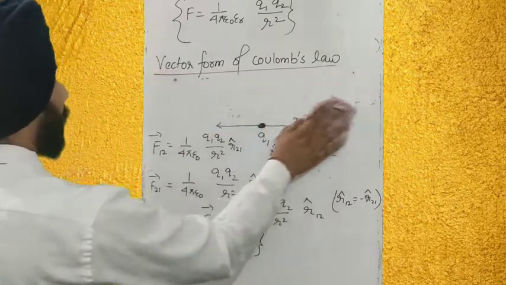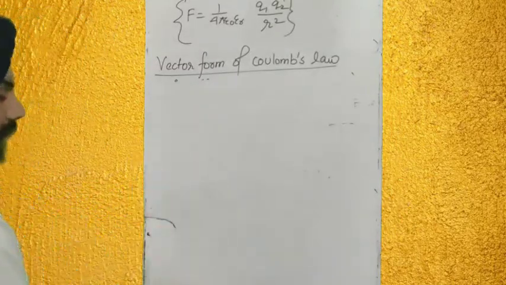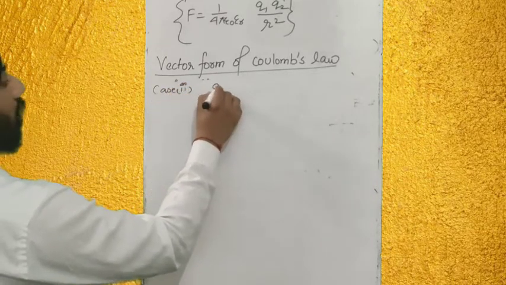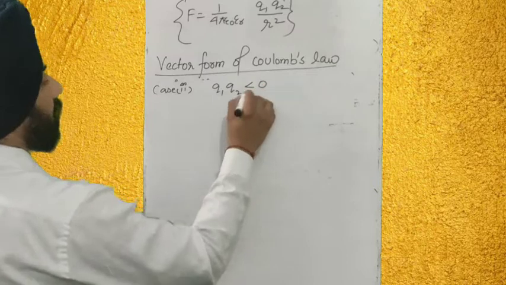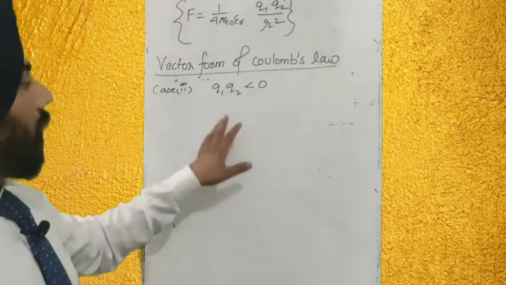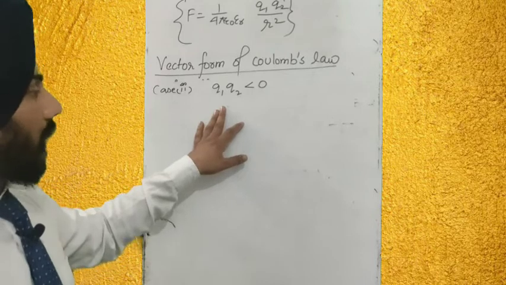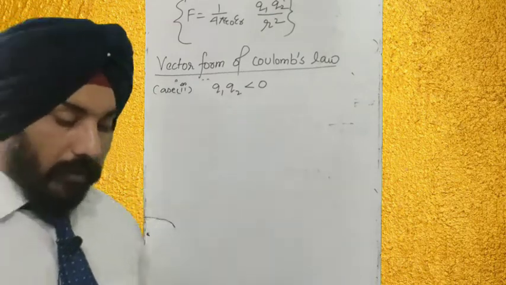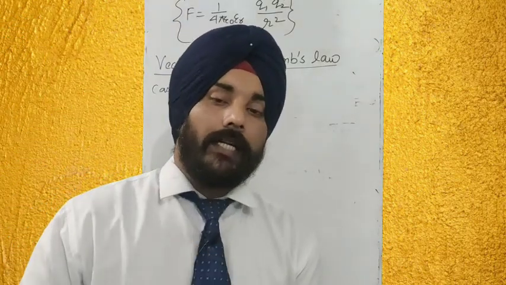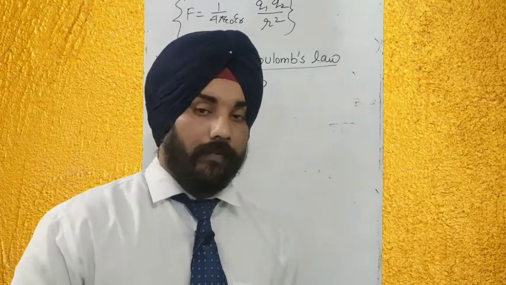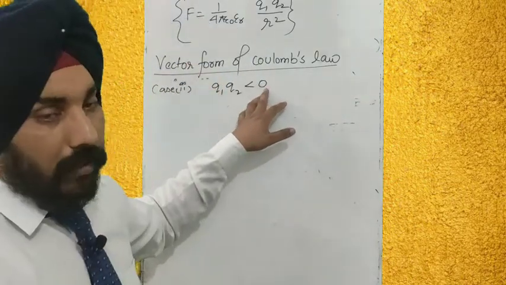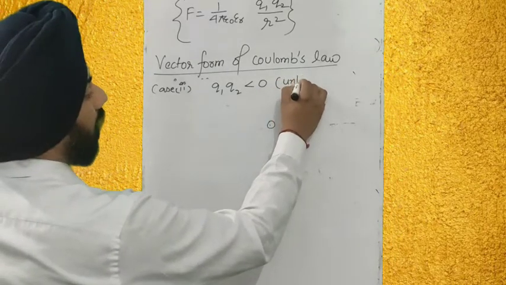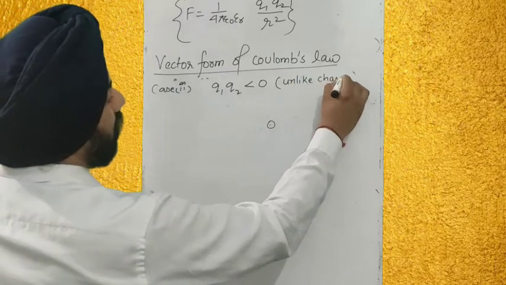If we are taking the second case, case number 2, if Q1 into Q2 is less than 0, what does it mean? It means that Q1 and Q2 are unlike charges. Any one of them is positive and another is negative. So when a positive quantity is multiplied by a negative quantity, the result is always negative, and a negative value is always less than 0. So when the charges are unlike, here I am writing unlike charges.